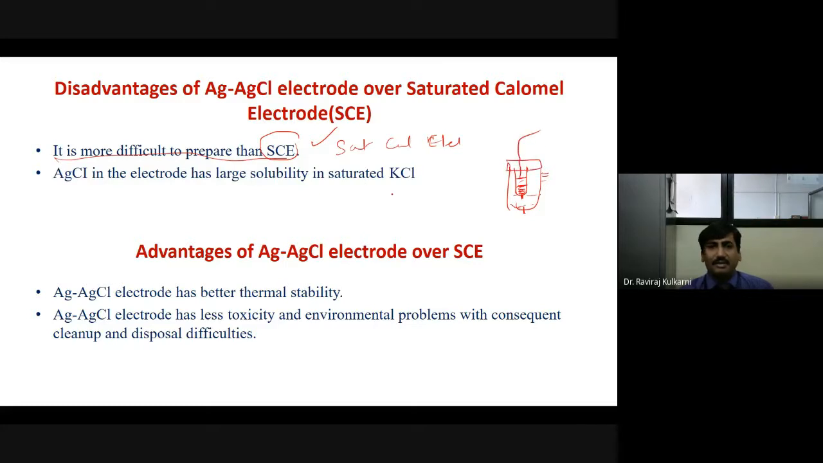For a silver electrode, you don't have to do anything. You just take silver wire, and you dip it in some HOCl or something. You get AgCl coated on the surface. Dip it in KCl solution. This is AgCl, and this is silver wire. So this is easier, right, compared to this. So that's the advantage.